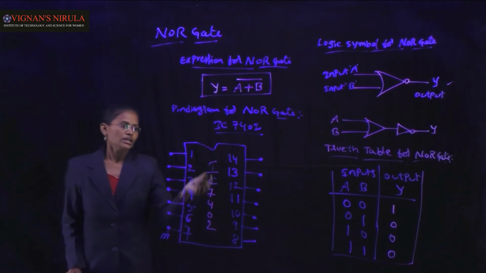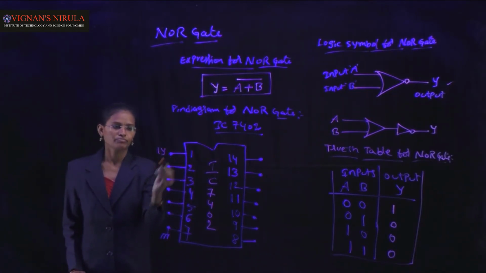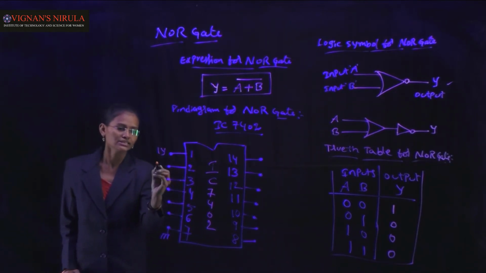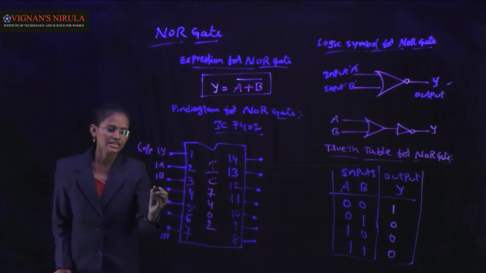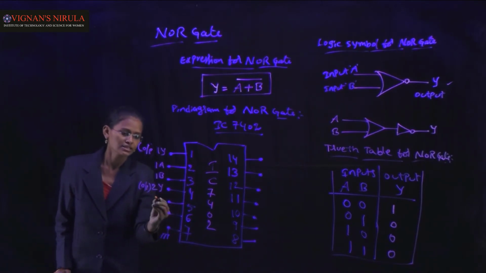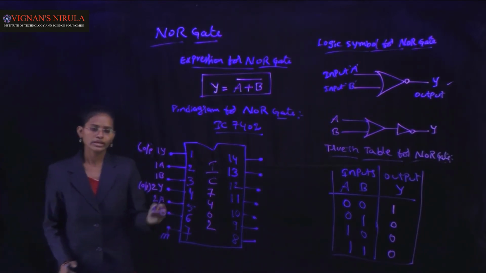Okay, here first pin is connected to the output, that is 1Y. Here the inputs are 2 and third pins, that is 1A and 1B. This is the output pin. Okay, and next fourth pin is connected to the second output 2Y, and this is 2A, 2B.